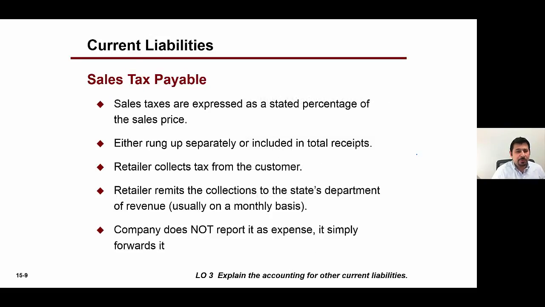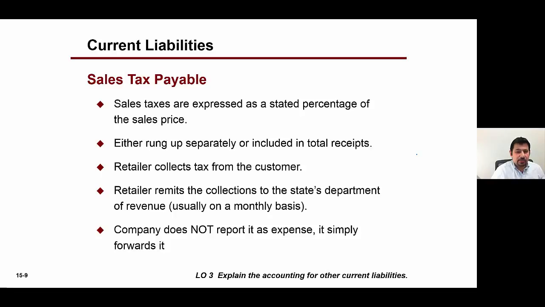Another type of current liabilities is sales tax payable. Those are the taxes that the company will collect when, for example, we go to Walmart or Target. We will be paying them in addition to the price of a certain product. The clerk, the employee at Walmart, will also ring up the sales tax. So they will add the sales tax, which will be collected by the company. However, it will be sent later on to the tax agencies. So at this point, the company will be just collecting the sales taxes.